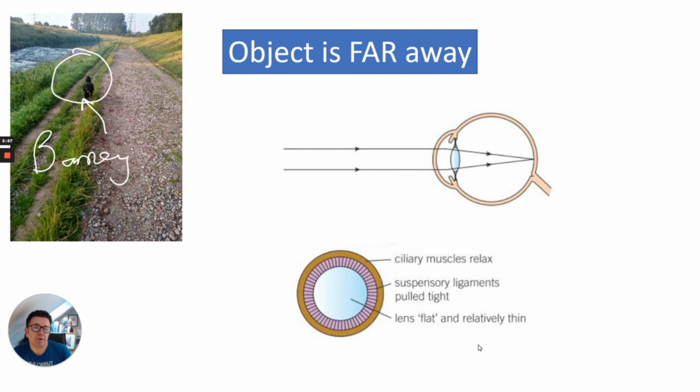So objects that are far away, so here we've got Barney on a dog walk and he's a bit far away there, and you can see now that the light rays coming into the eye, okay, are having to be refracted much less, so therefore the lens is actually flatter or relatively thin, so therefore the rays do not refract as much. And you can see in this case the ciliary muscles relax, that tightens the suspensory ligament, so remember to use the word tighten, and then the lens flattens and it's relatively thin.